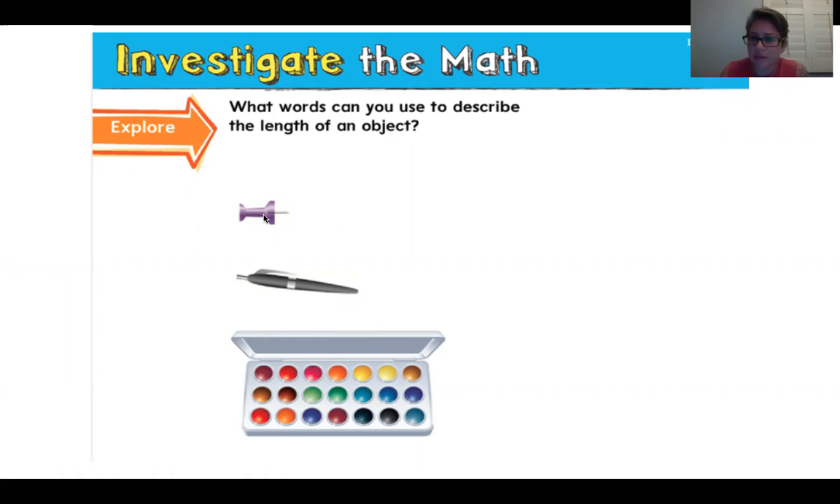What about the tack? The thumbtack, or push pin, is what? Shorter or longer than the other items? Shorter. And what about the paints? The paints are longer than the push pin and the pen. But what about the pen and the push pin? Which one is longer? Yes, the pen. And the shortest one of all is the push pin. The longest one of all is the paint.